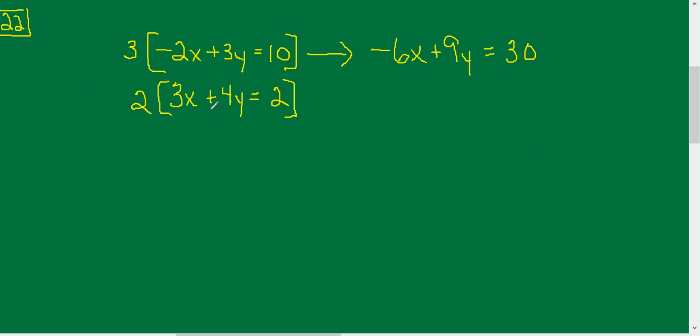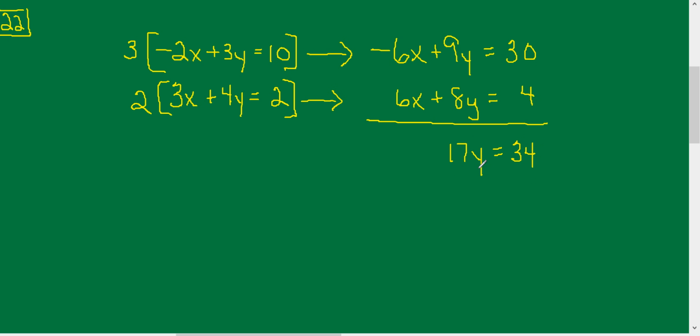Okay. The bottom equation is going to be translated to be 2 times 3x is positive 6x plus 8y. That equals 4. Now I can go ahead and draw my line because I see my opposite x's here, which is 0. This is going to be 17y equals 34. Dividing both sides by 17, y equals 2.